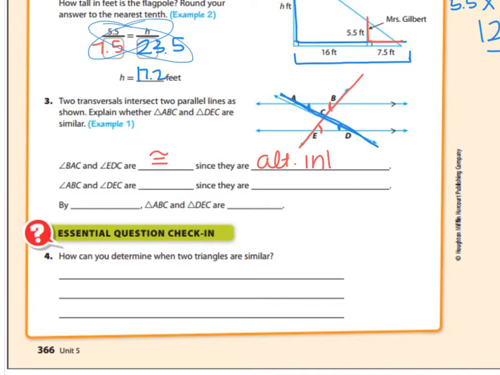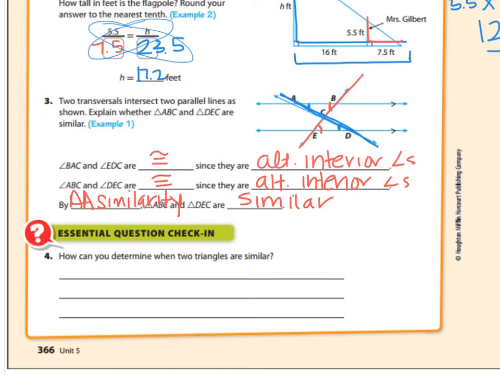So they are congruent, and I'm going to use my congruent symbol here. Alternate interior angles. Okay? And then I also know that angle ABC, this angle right here, and CED, this angle right here, are also congruent because they are alternate interior angles. So also congruent, they are alternate interior angles. And by angle-angle similarity, so we're going to go ahead and put angle-angle similarity. And yes, I just have to write over that. Triangle ABC and triangle DEC are similar because they have 2 corresponding pairs of congruent angles.